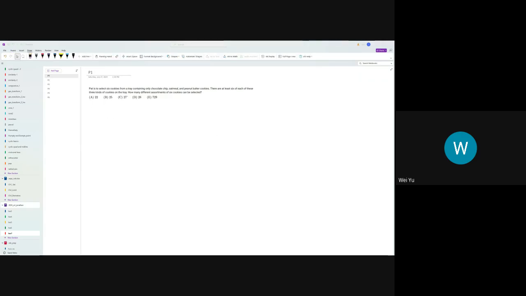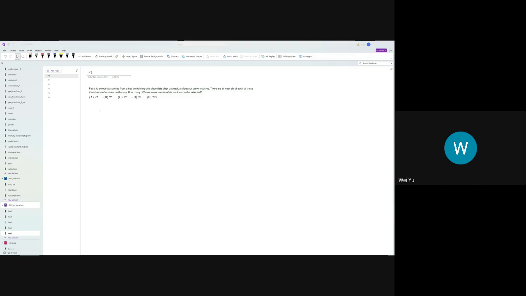Had is to select 6 cookies from a tray containing only chocolate chip, oatmeal, and peanut butter cookies. There are at least 6 of each of these 3 kinds of cookies on the tray. How many different assortments of these 6 cookies can be selected?